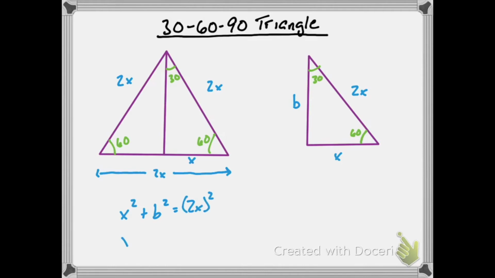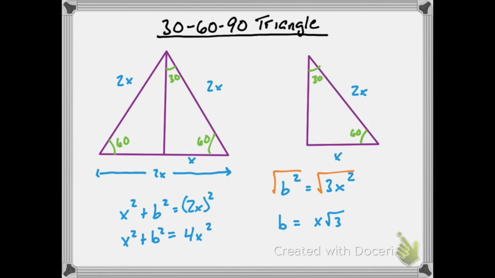So with the Pythagorean theorem, we can set it up and find out that x squared plus b squared has to equal 4x squared. Solving for b, we find that b squared equals 3x squared. Square rooting both sides, we find that b is equal to x times the square root of 3. That means our longest side of this triangle is x times the square root of 3.